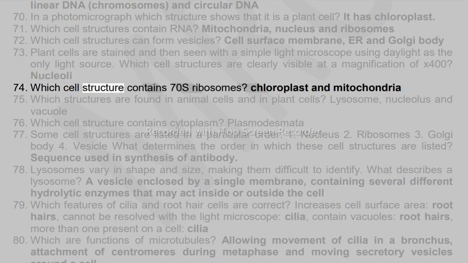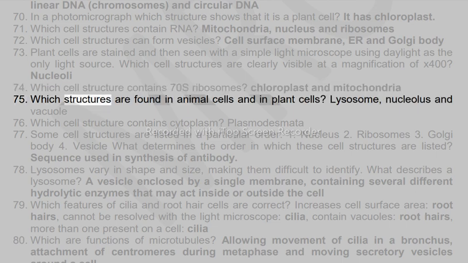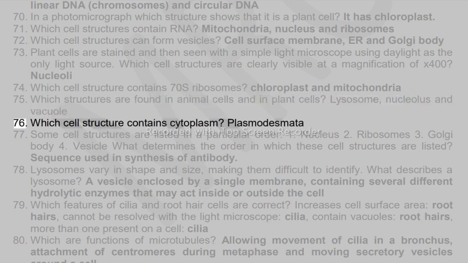74. Which cell structure contains 70S ribosomes? Chloroplast and mitochondria. 75. Which structures are found in animal cells and in plant cells? Lysosome, nucleolus and vacuole. 76. Which cell structure contains cytoplasm? Plasmodesmata.